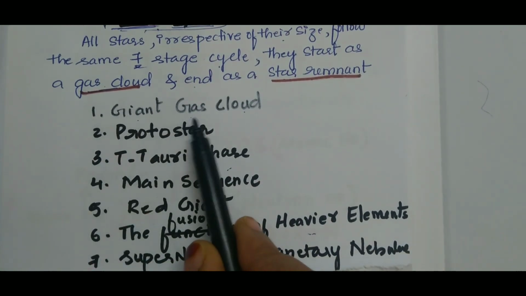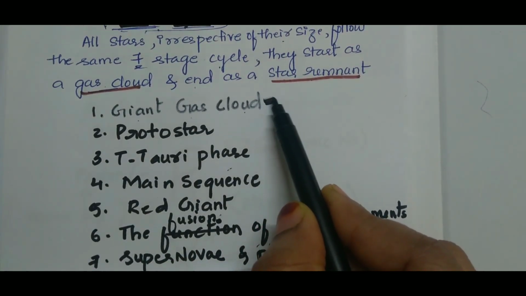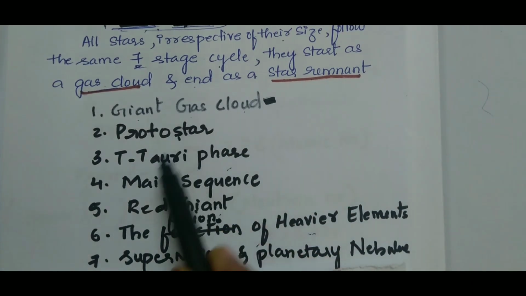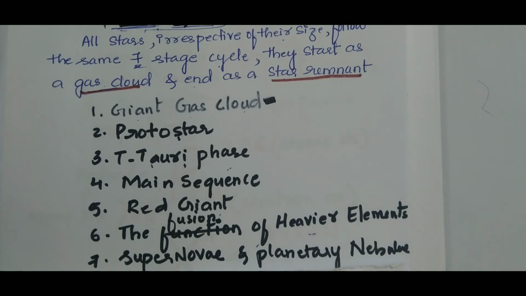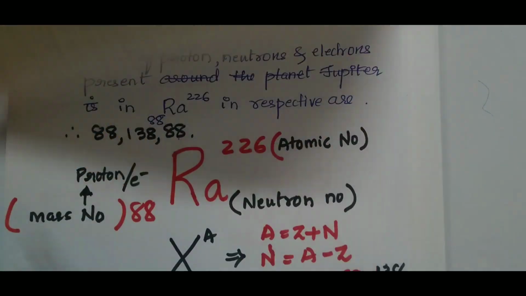First is the giant gas cloud. First it will be in the form of clouds. Then we have protostars, T Tauri phase, main sequence, red giant, the fusion of heavier elements, and last is the supernova and planetary nebulae. So these are the 7 stages of a star.